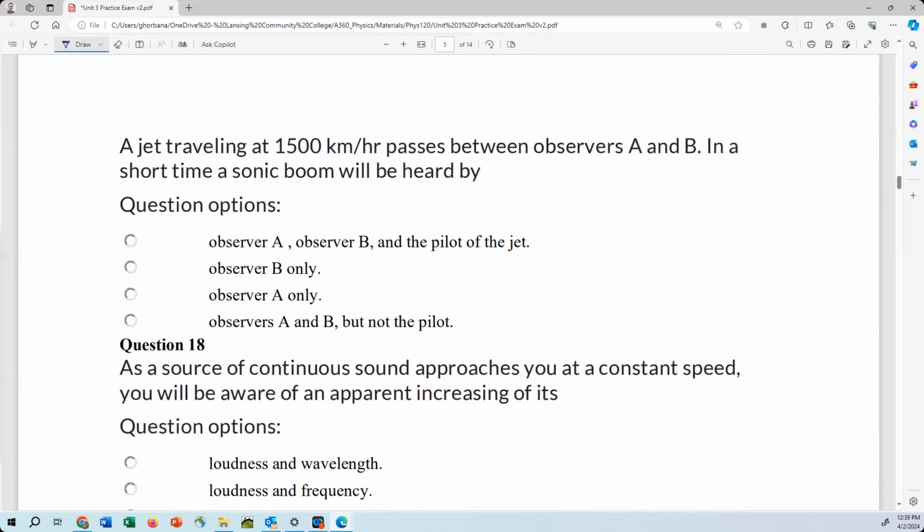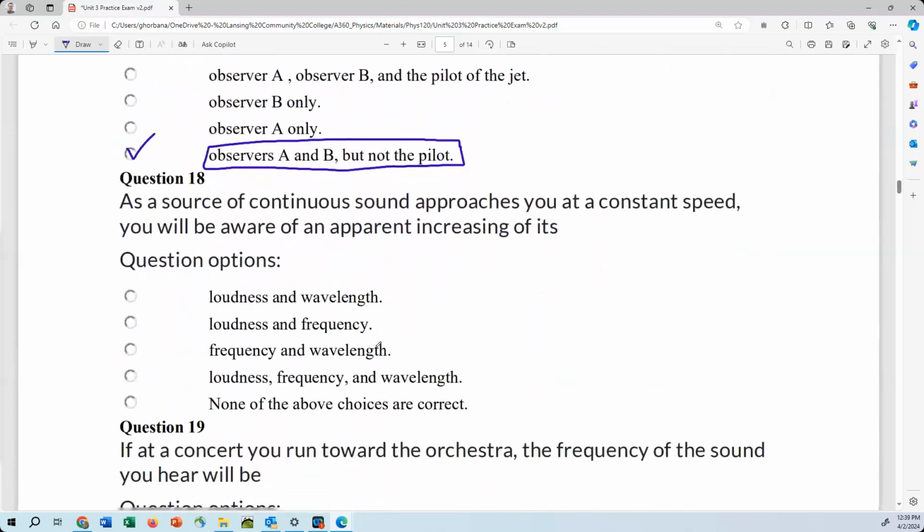Number 17. A jet traveling at 1500 kilometer per hour passes between observer A and B in a short time. A sonic boom will be heard by both, but not the pilot, because the pilot is part of the sound source. The sound is created by the airplane, the sound source and the pilot are together, moving with the same velocity. The right answer for this one is observer A and observer B, but not the pilot. So question number 18.